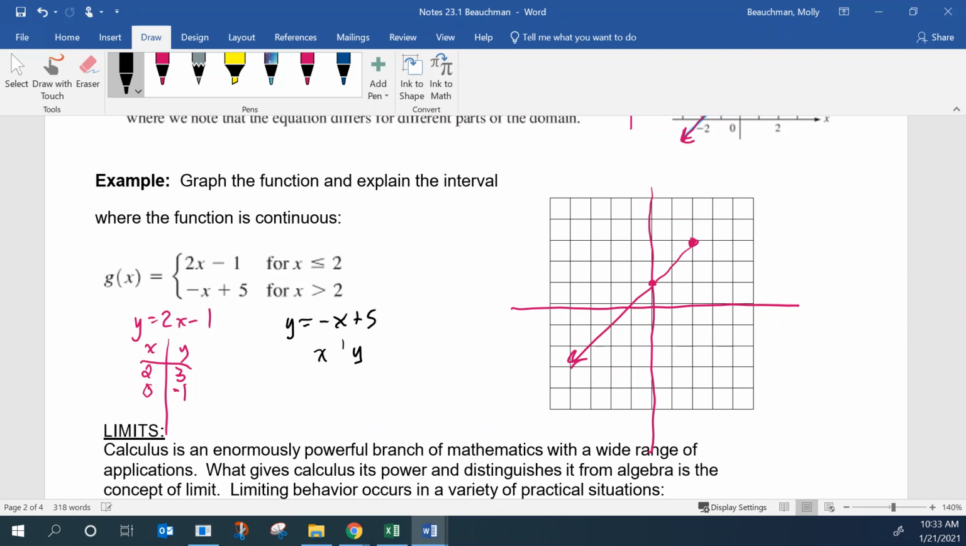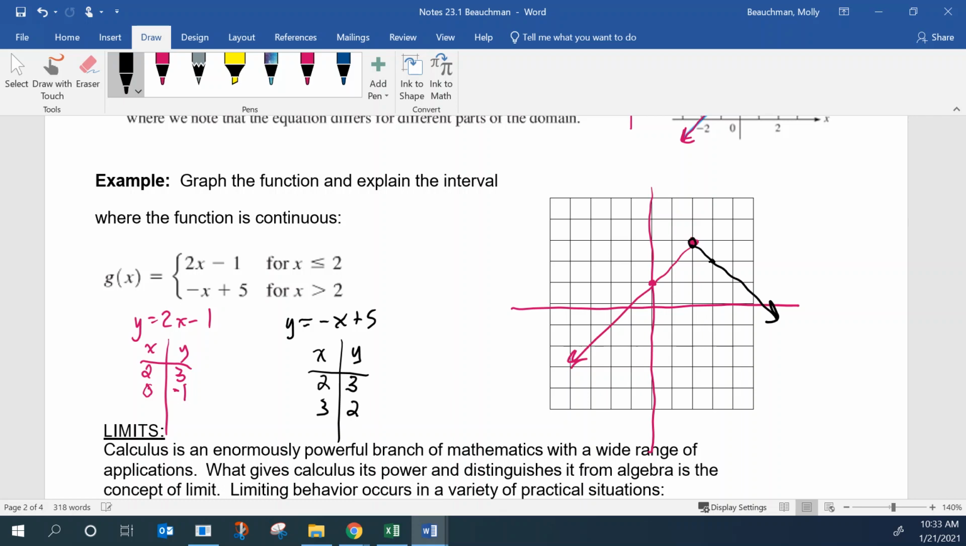Select values. I'm going to select 2 again, and then for x greater than 2, pick another value, just any value greater than 2. Substitute a 2, I get -2 plus 5 is 3. Substitute 3, -3 plus 5 is 2. So the coordinate 2, 3 is there, and since it's for greater than, I have an open circle, and then 3, 2.